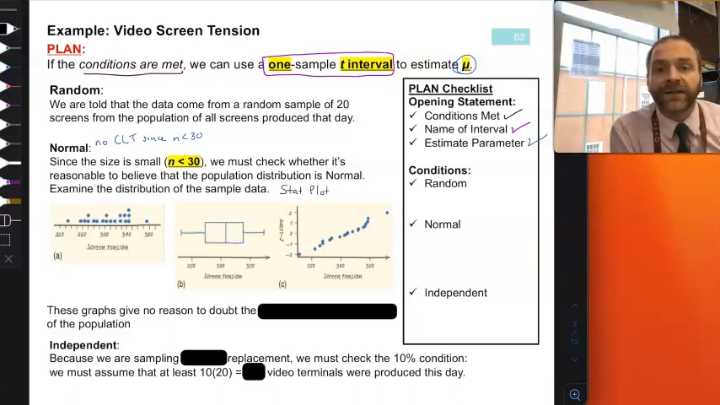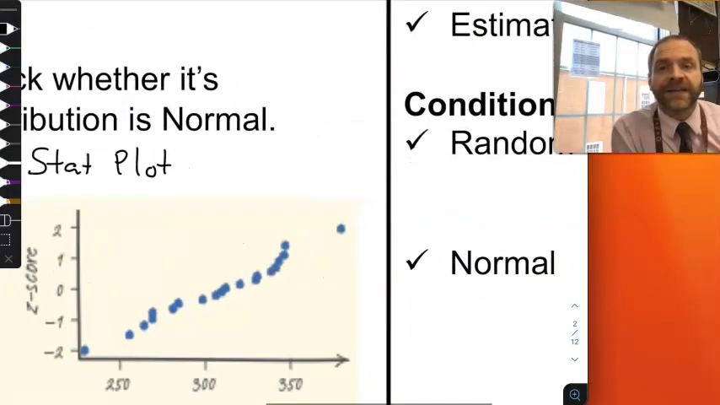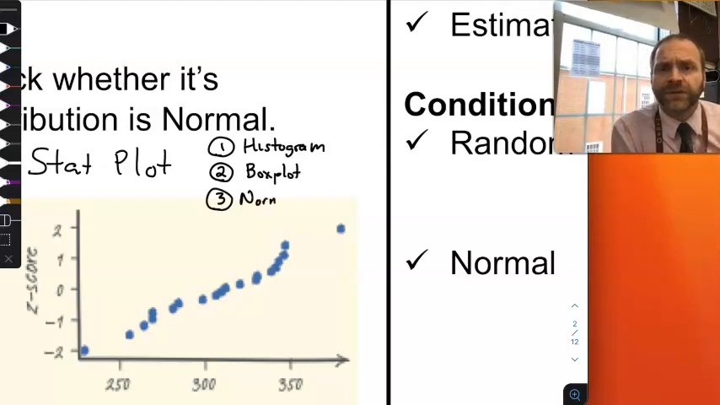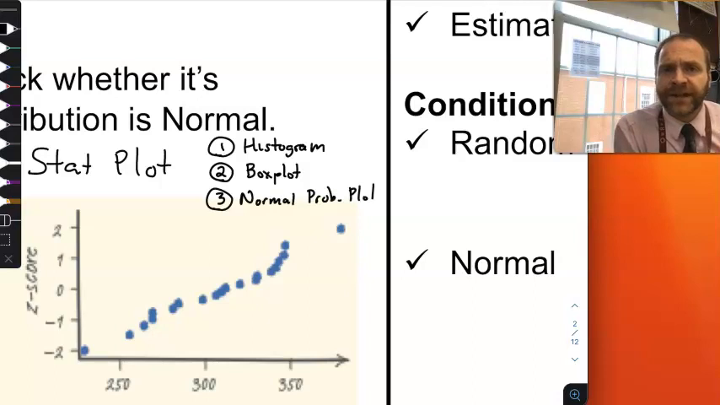So we're going to use our calculators. And you can see right here what I'm writing down is stat plot. We're going to have three graphs that you can look at. You can look at a histogram. You can look at a box plot. Both of those deal with symmetry. You should do one of the two. Then the one you should always do is normality. You want to look at a normal probability plot to see if you have an approximately linear pattern.